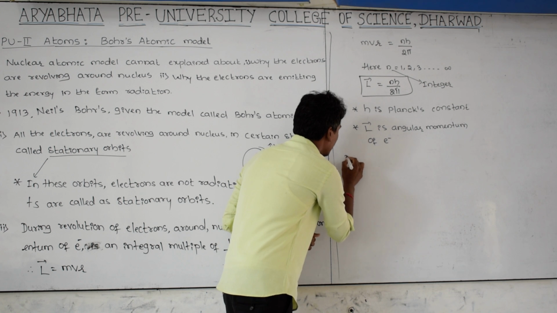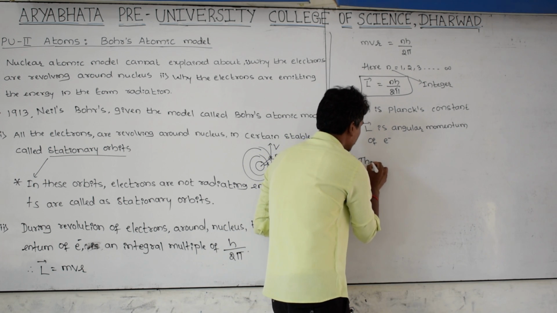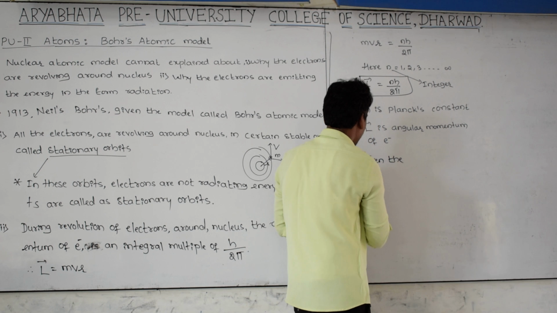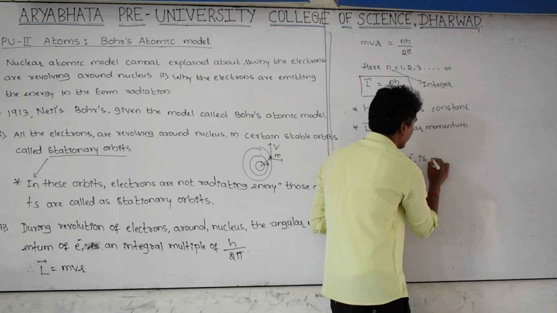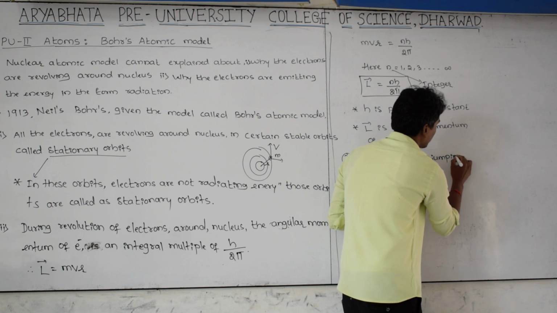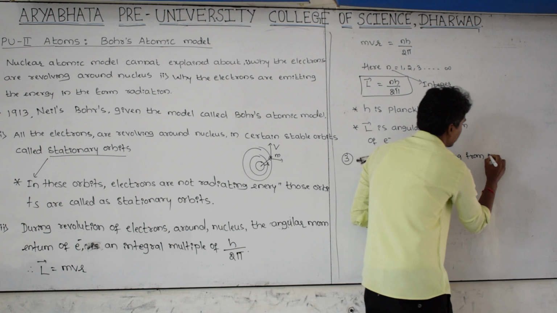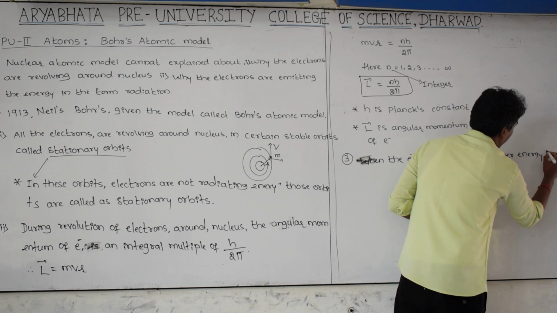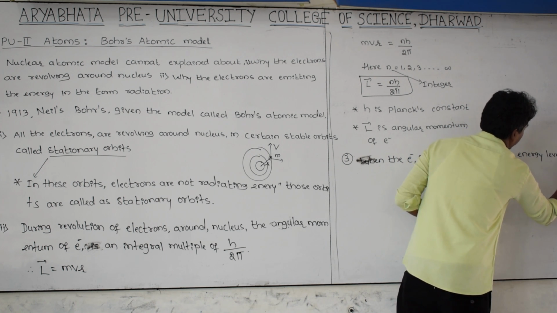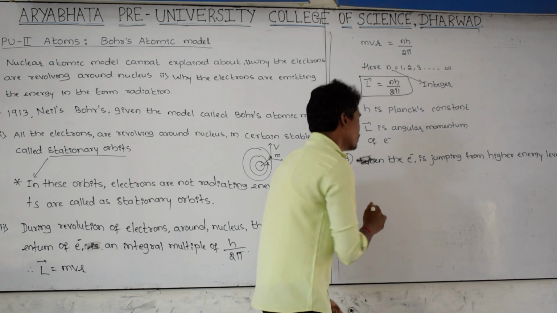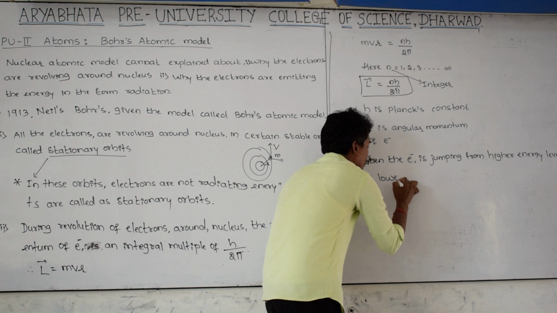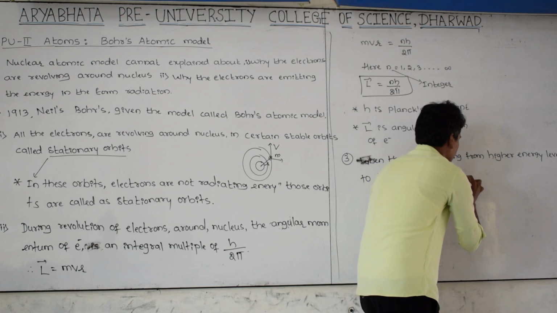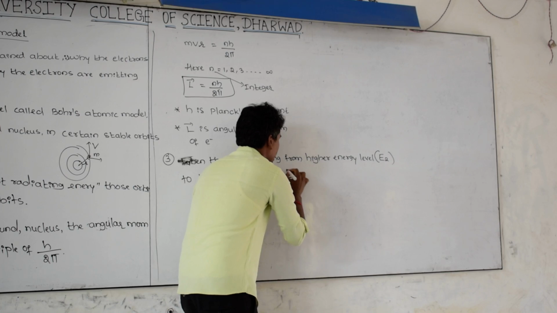And next, the third postulate is about the energy of the electron when it is jumping from a higher energy level, which I am taking as E2, to a lower energy level, which I am taking as E1.